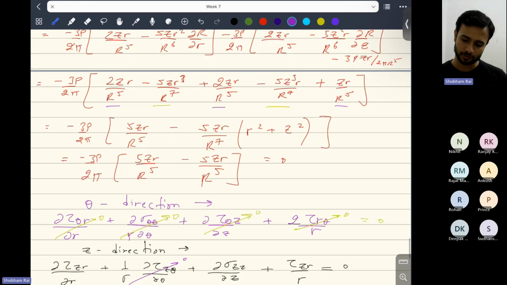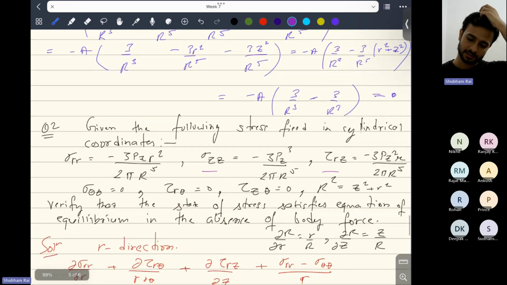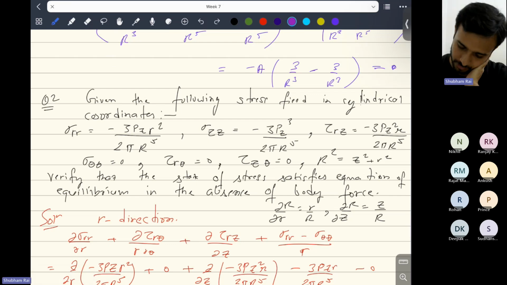Now let me put the expression for tau zr and sigma zz. So tau zr is this one and sigma zz is this one. So if I use these expressions, sigma zz is minus 3p cube z.